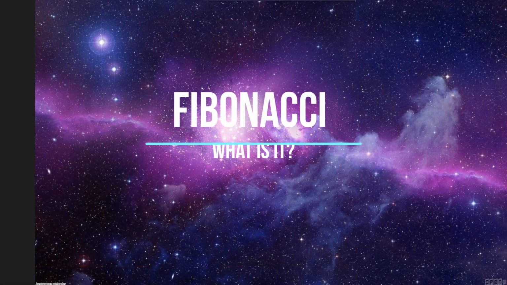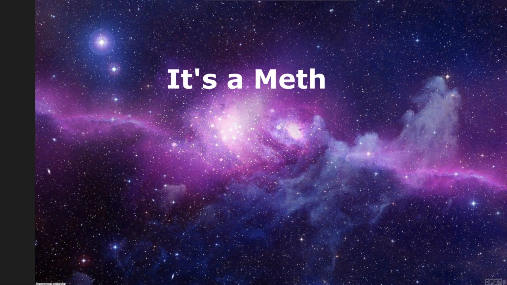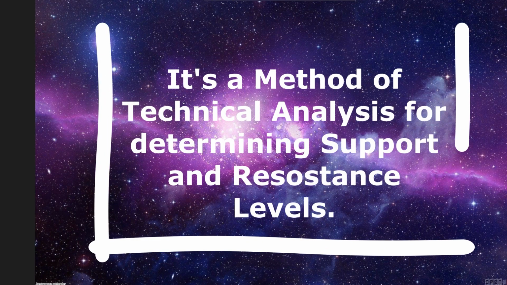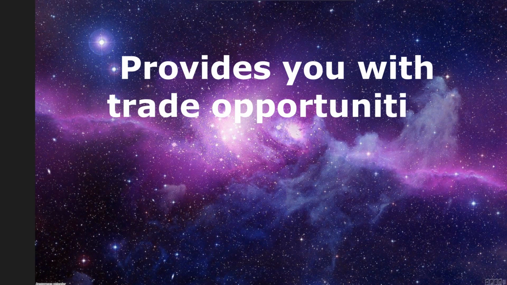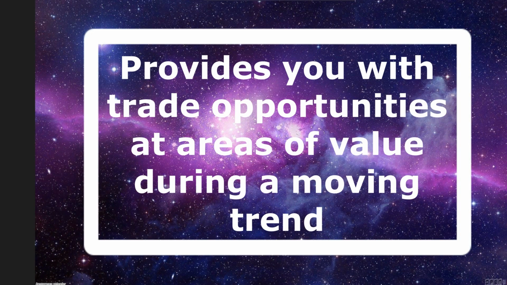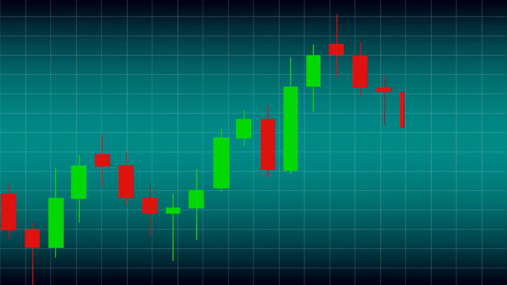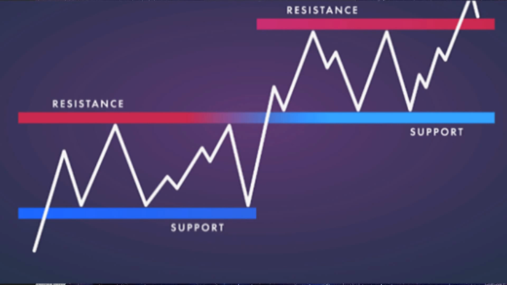What is the Fibonacci retracement? It's a method of technical analysis for determining support and resistance levels. It provides you with a trading opportunity at areas of value during a moving trend. So if there's an uptrend and there's a pullback, the Fibonacci retracement gives you an advantage of possible support and where it might retrace to and reverse. It can act as support and resistance.